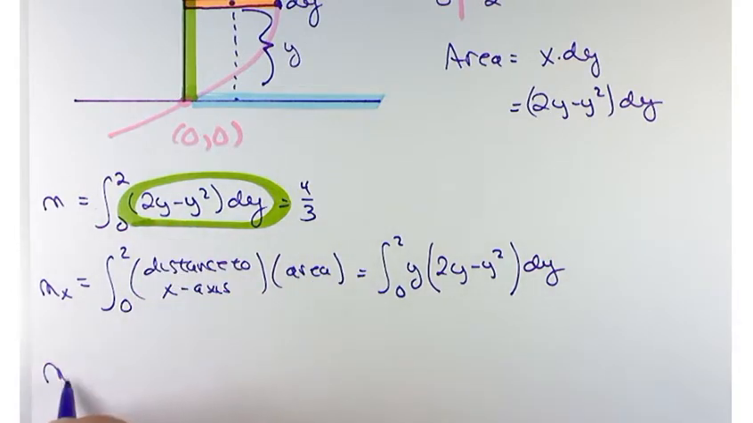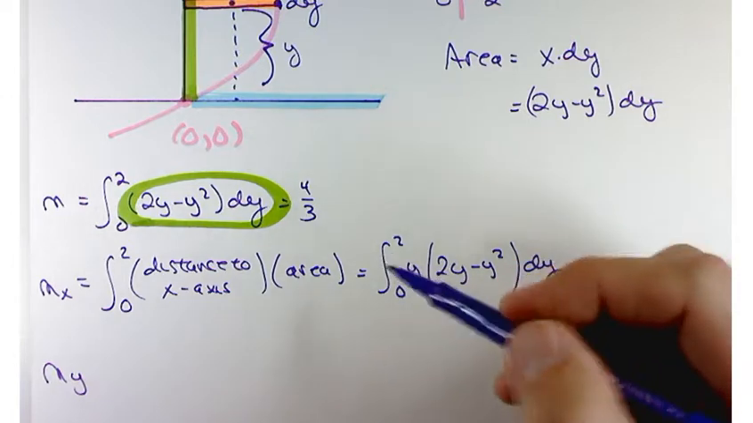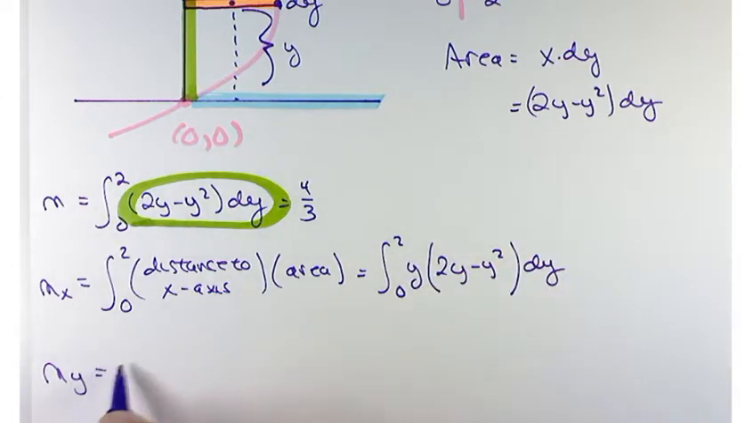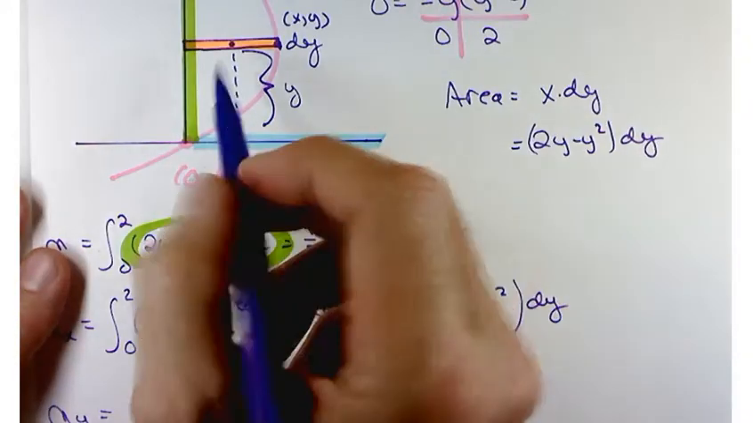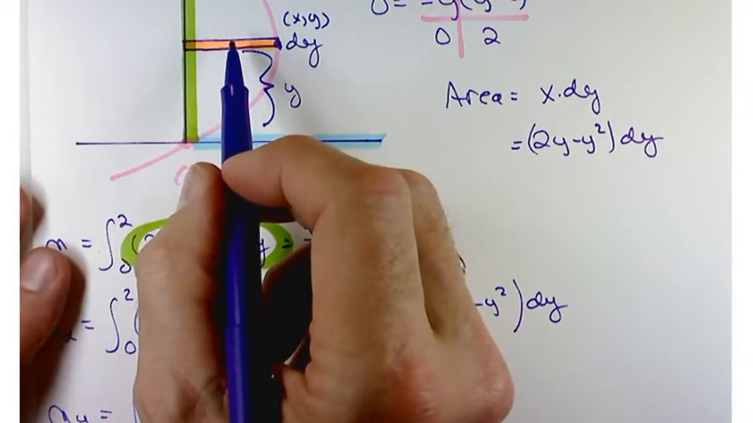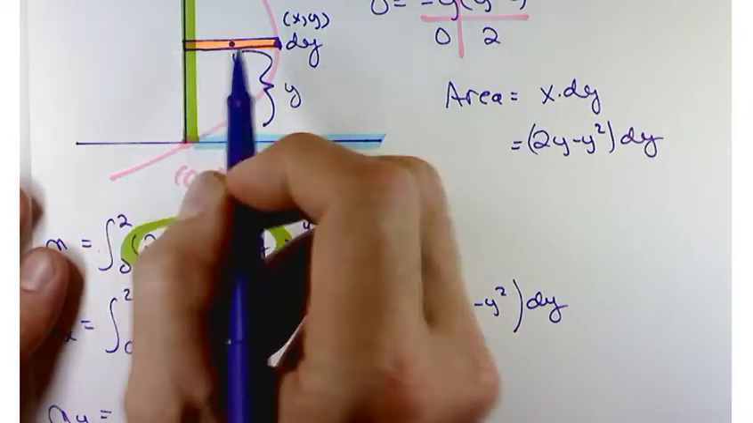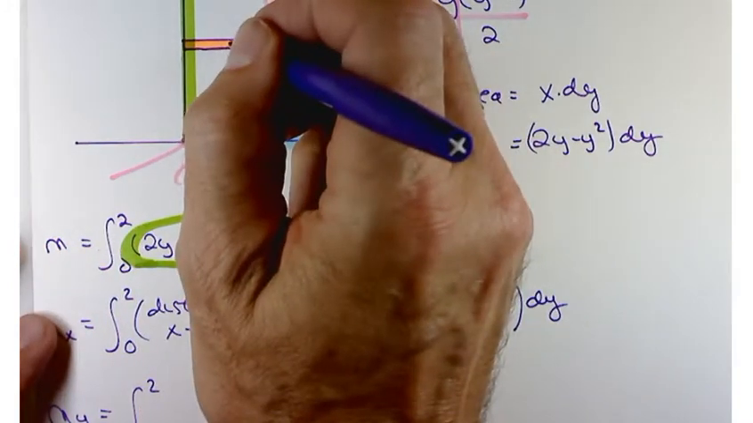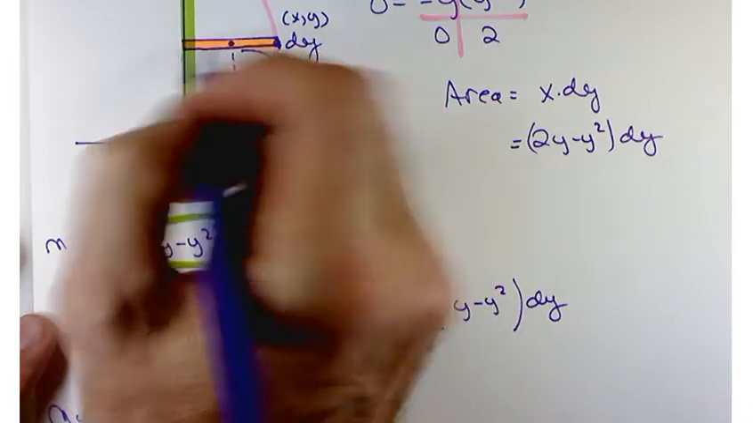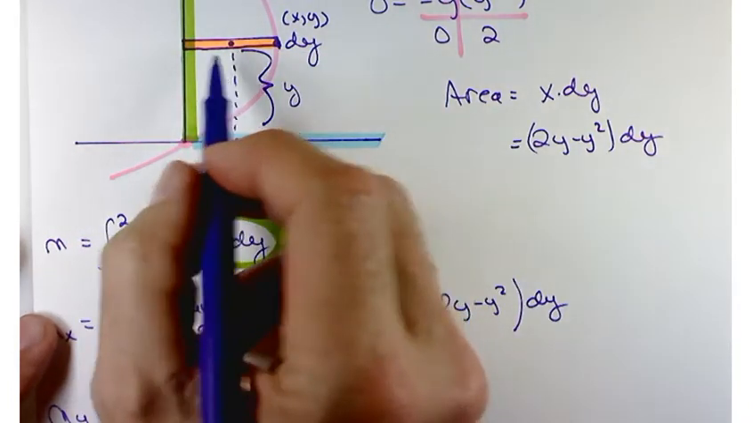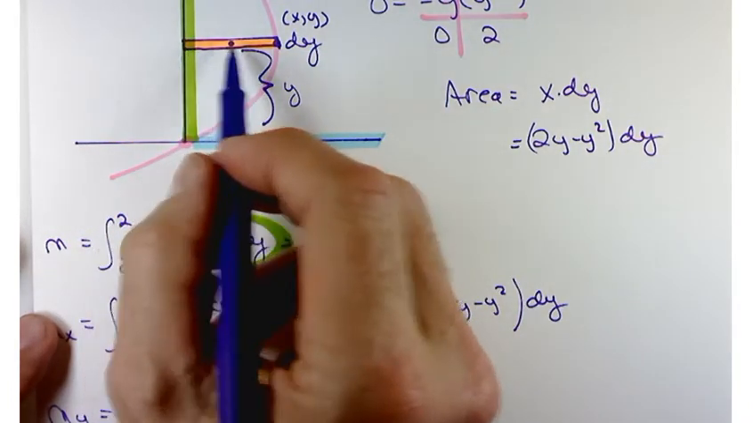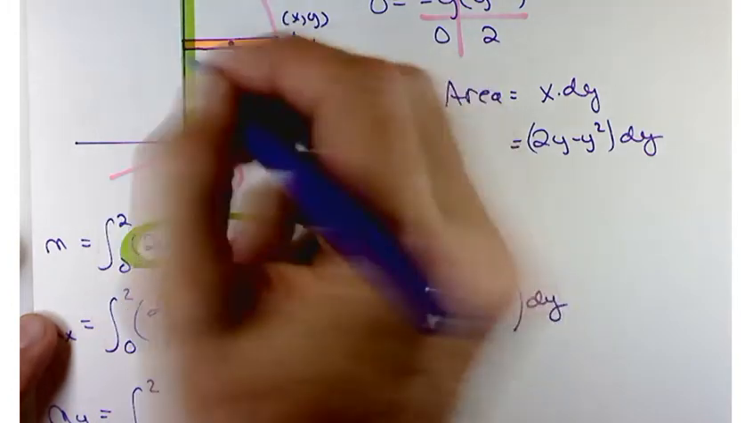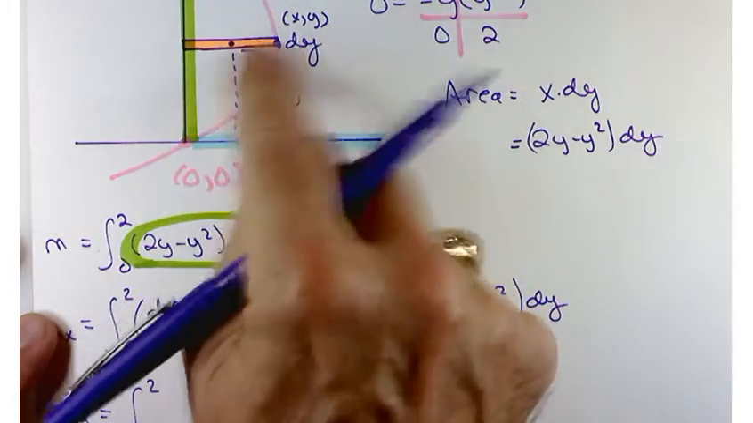We're going to work on M sub y. M sub y is going to be the tendency of this figure to want to rotate itself around the y-axis. So how hard is this pushing down, and from how far out? So let's start out with how hard this is pushing down. That's just the area of this.